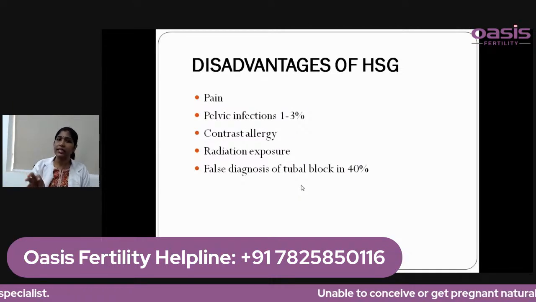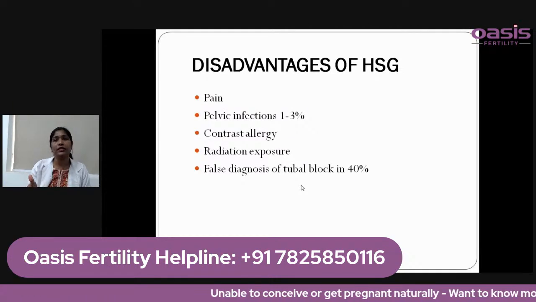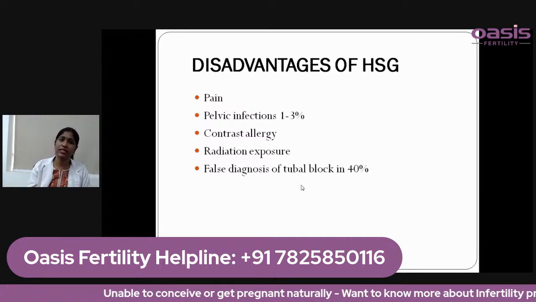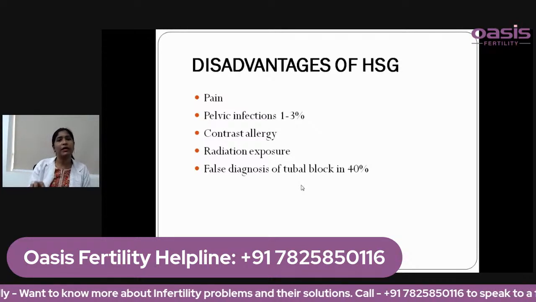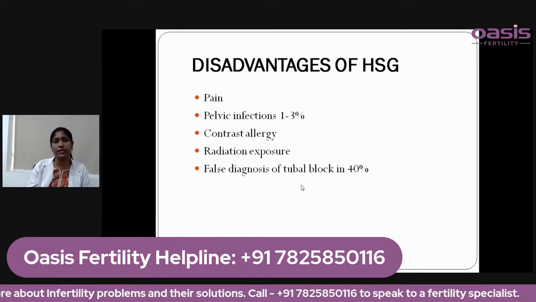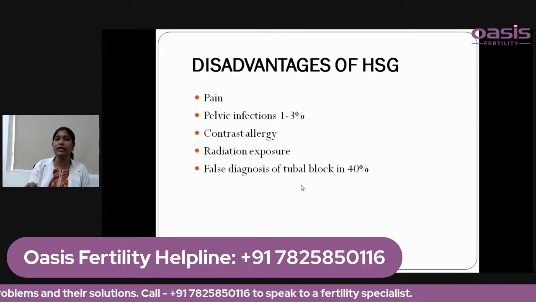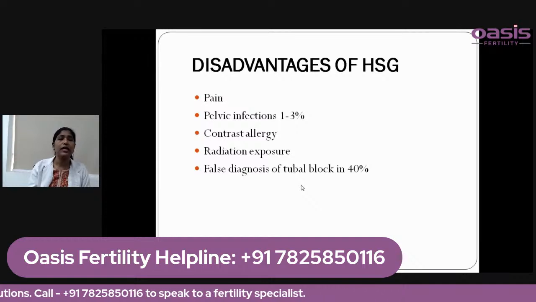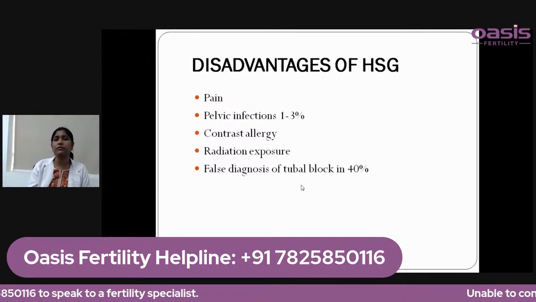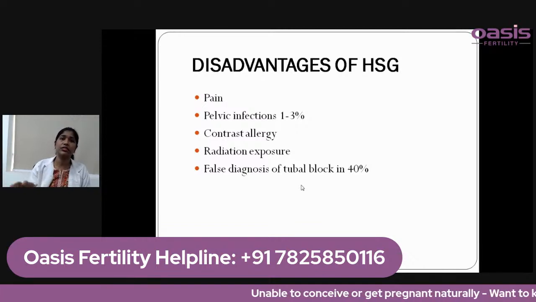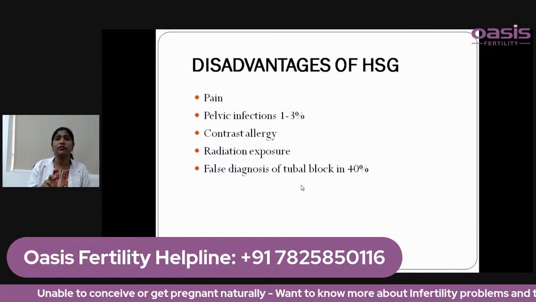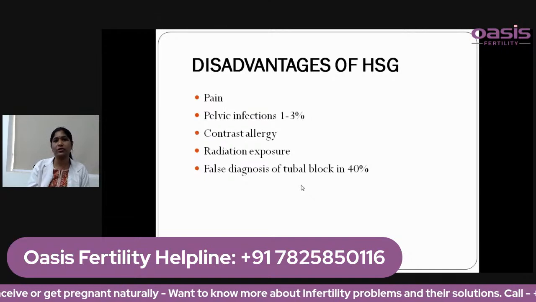However, there are certain disadvantages associated with this test. The first important thing is the pain associated with this test, which is cumbersome to the woman. It causes some slight amount of pain. So we give painkillers, we give her relaxants, and pelvic infection risk is also there, around 1 to 3%. But most of the times that can be further reduced by giving her appropriate antibiotics after the procedure. Certain women can develop allergy to the contrast media which is injected during the HSG. Then there is a small risk of radiation exposure because HSG is done under X-ray exposure, and then there is a 40% risk of a false diagnosis of tubal block.